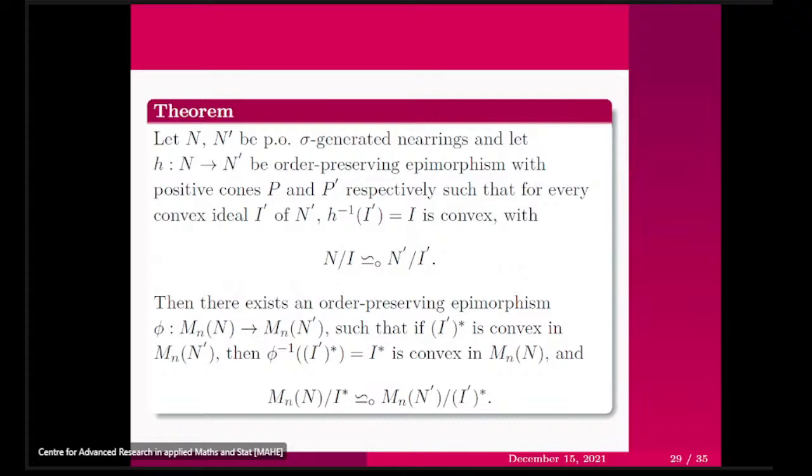If N by I is isomorphic to N dash by I dash, where the order and the convexity are preserved, then the corresponding matrix near ring M_n(N) by I star is also isomorphic to M_n(N dash) by I dash star. Here also the order and the convexity are preserved.